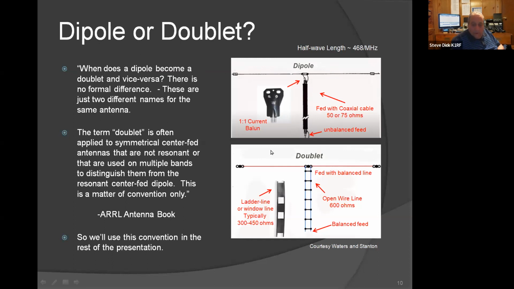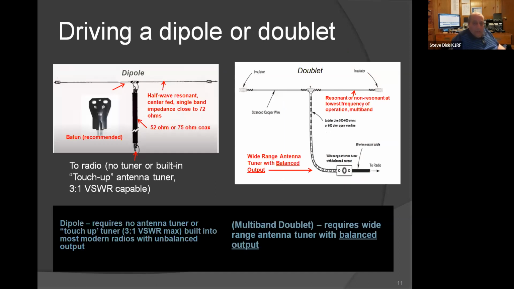The doublet, which is really made for multiband operation, is fed with balanced feed. It could be ladder line, which is typically 300 or 450 ohms, or open wire line, 600 ohms, with a balanced feed and an antenna tuner. Now, for driving a dipole or a doublet, the dipole has a big advantage of no tuner, or a built-in touch-up tuner, which is typically 3-to-1 VSWR capable. The doublet, on the other hand, needs a wideband antenna tuner, and this one showed a resonance on the lowest frequency of operation, but it doesn't have to be that way.